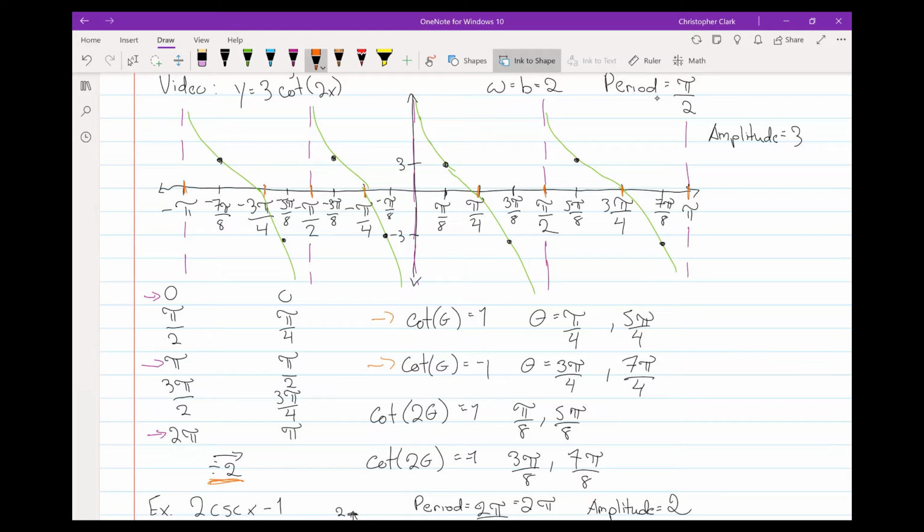We figure out what theta gives cotangent of 1. It's pi over 4 and 5 pi over 4. -1 is 3 pi over 4 and 7 pi over 4. So we're just going to divide by 2, same as we did with the period and with these special points. So pi over 8 and 5 pi over 8 are when cotangent of 2 theta would be 1, and 3 pi over 8 and 7 pi over 8 are where cotangent of 2 theta would be -1. We're going to put these on our graph, and we'll put the negative versions too.